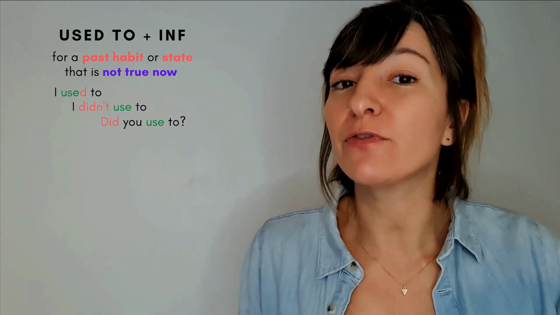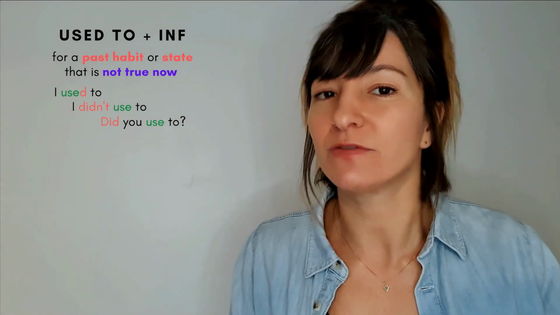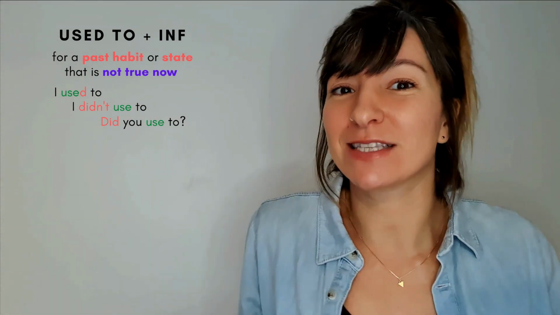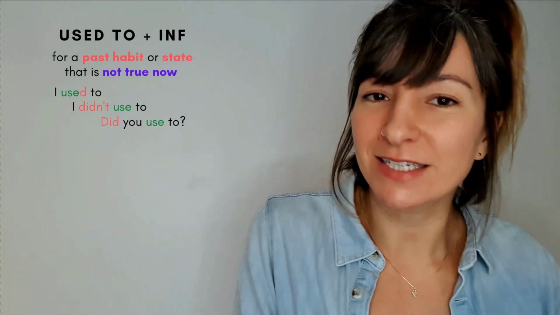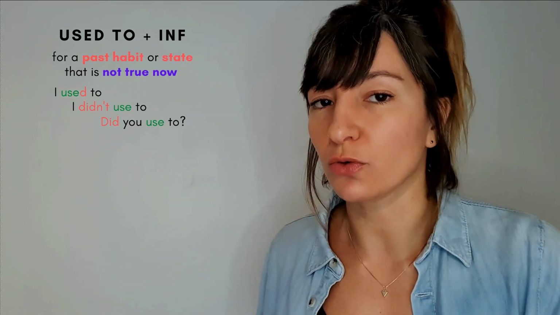Okay, I hope that's clear for you guys. Let's do a quick recap. Used to plus infinitive is for states or habits in the past, only in the past. And remember, don't write D at the end of use if you have a question or a negative statement. But it sounds the same. I used to, I didn't used to, did you used to.